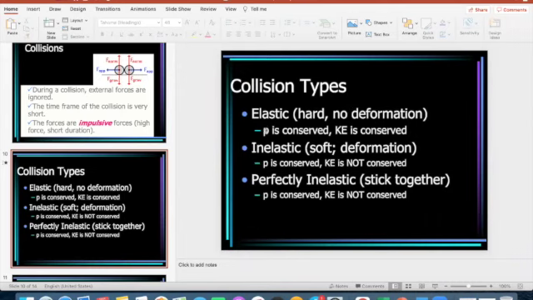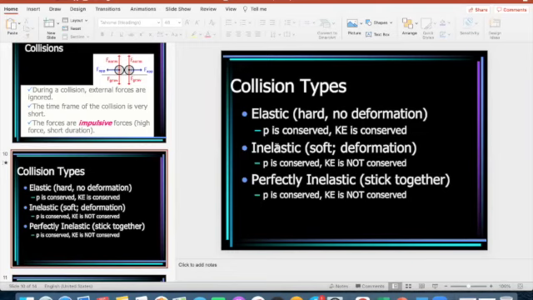So p, which is our momentum, is conserved, and the kinetic energy is conserved as well. Again, kinetic energy is the energy of motion. The equation for kinetic energy is 1/2 mass times velocity squared. And I told you guys, you only square the velocity and not the entire equation, or you will get it wrong.